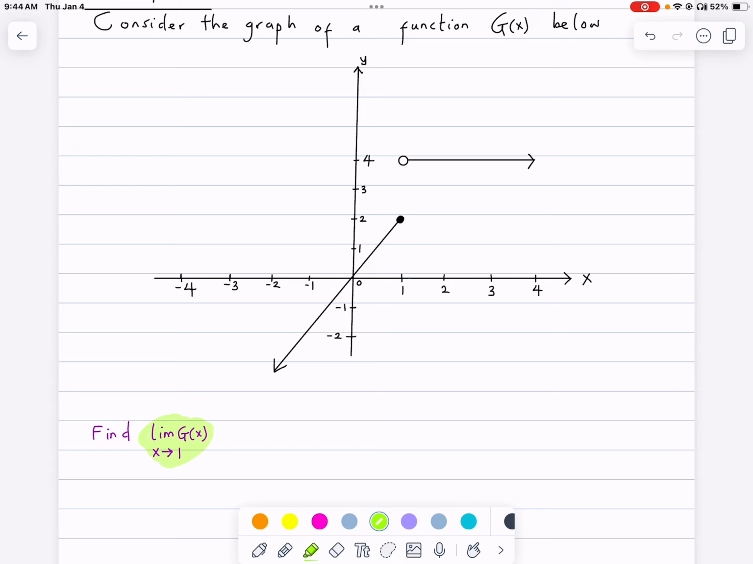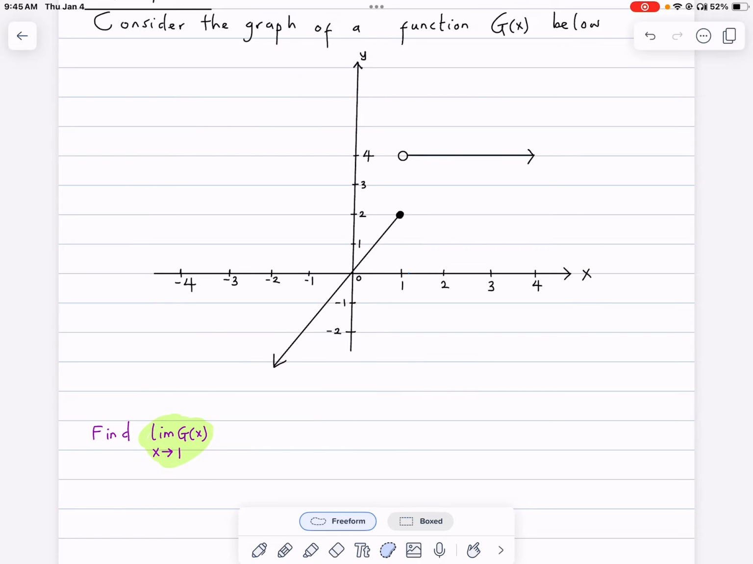So like I said, the first thing is to identify where 1 is on the x-axis. So this is 1, right? Okay, so now let's go from the left. Let's see where the function value is getting closer and closer to. So we'll draw an arrow like this.